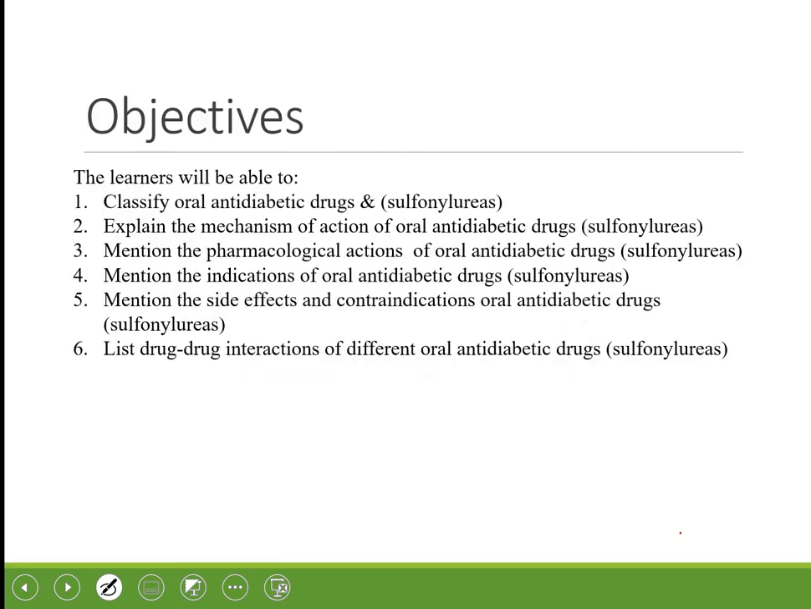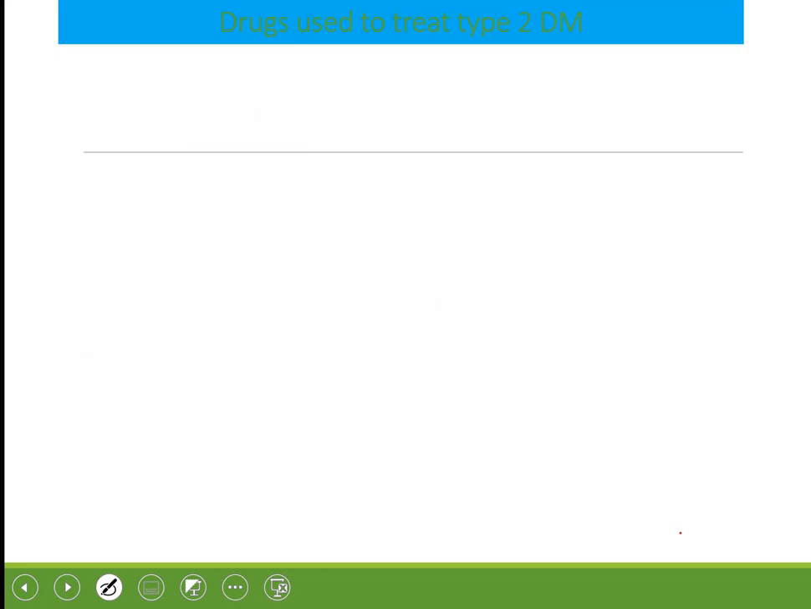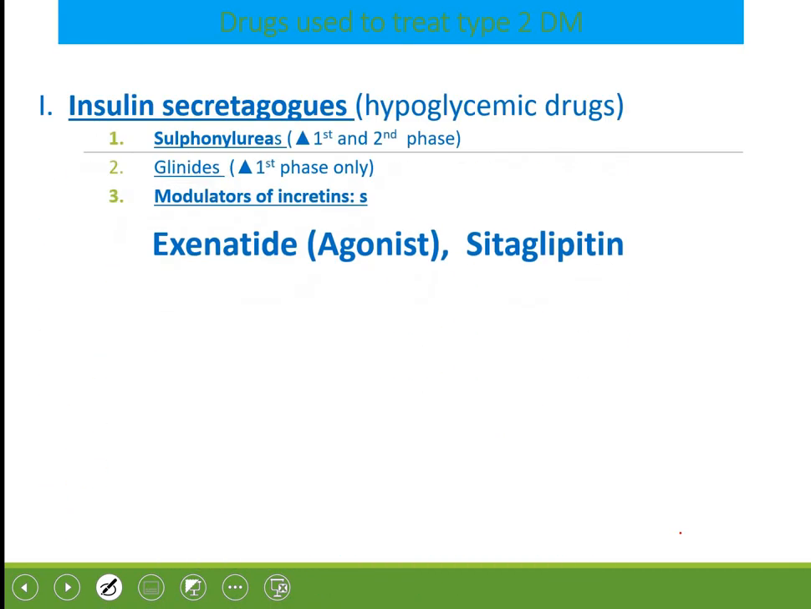Let me proceed. These are the objectives: classify all antidiabetic drugs, and then the sulfonylureas. You are always focused on sulfonylureas, because a lot of classification is there. So we will be focusing on these objectives in the perspective of sulfonylureas. The drug used to treat type 2 diabetes mellitus: well, oral hypoglycemic drugs are advised, and they include sulfonylureas and then glinides. Remember, we have discussed in the class that sulfonylureas act at both the first phase and the second phase, whereas glinides act only at the first phase. So glinides have less chance of development of hypoglycemia as compared to sulfonylureas.